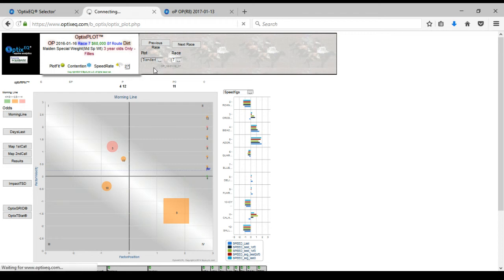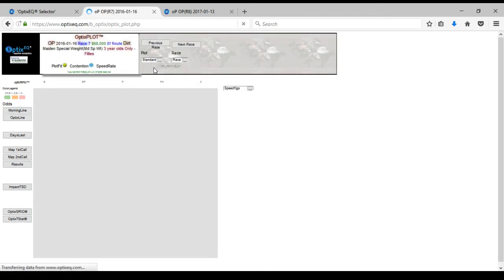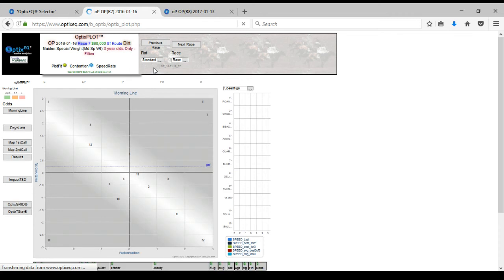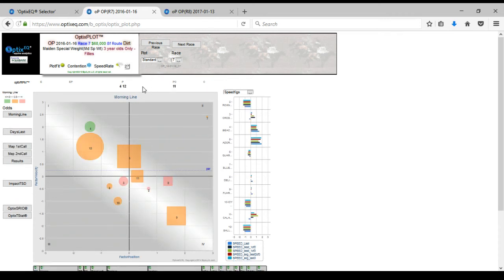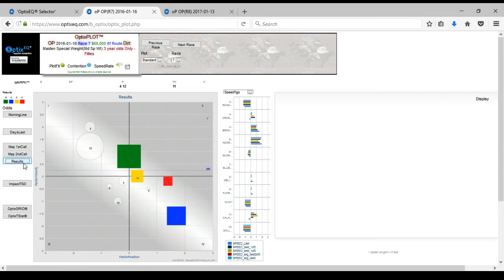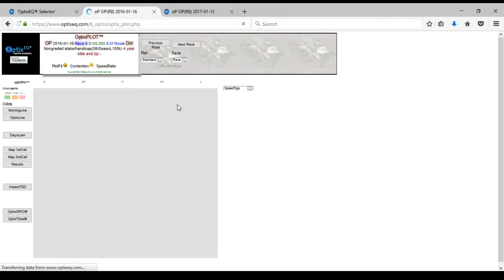So, surface distance, not a lot. Let's go to standard, see if this one's worth looking at. Pretty good looking plot. 5 looking good. Yeah, again, squares, which isn't uncommon for Optix, but look at this last race here. Try to keep this video short.